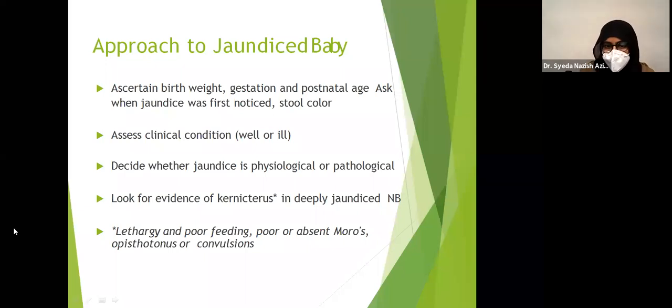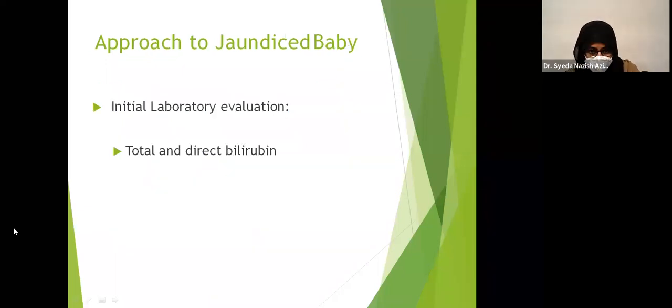A detailed history will focus on their birth history as well as family history, because we would want to know if any sibling has had history of jaundice or blood transfusion. And then, of course, we do a detailed examination to see if they are jaundiced, and if they are jaundiced, to look for complications. In terms of laboratory investigations, whenever we see yellowish discoloration in a baby, we want to establish the total serum bilirubin level as well as the fractionated bilirubin levels.